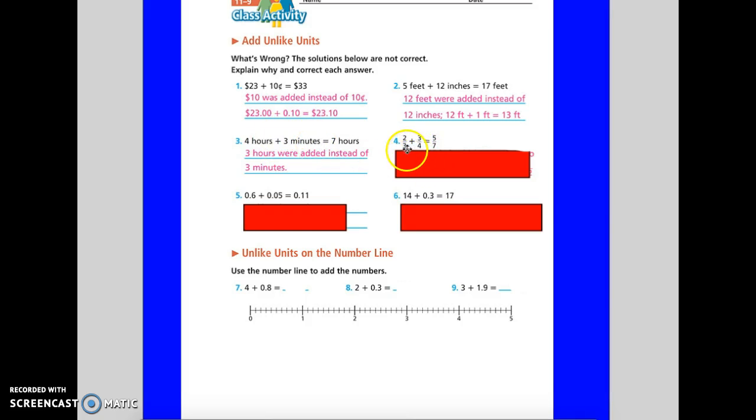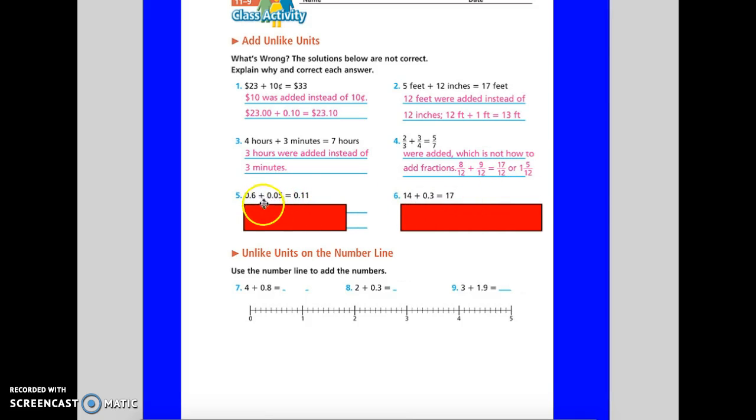All right, how about this one? Think back to our fractions. Look at this and say, oh, they did 2 plus 3 is 5 and 3 plus 4 is 7. But we've learned that doesn't work, right? We can't add them unless we have a common denominator. So we'd have to find that common denominator, which in this case is 12. We would end up adding 8 twelfths plus 9 twelfths equals 17 twelfths, or 1 and 5 twelfths if we changed it into a mixed number.